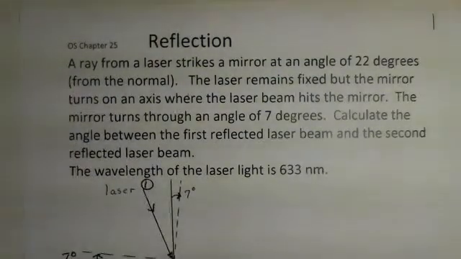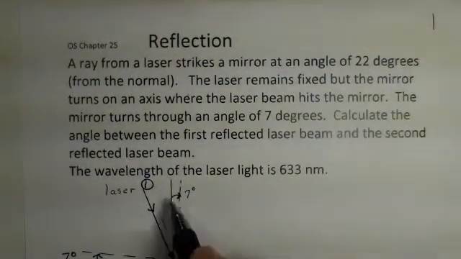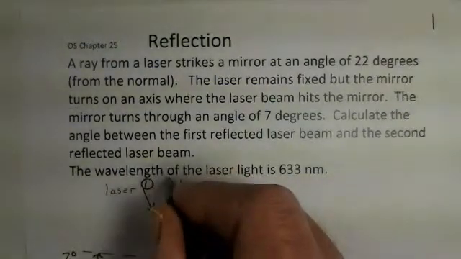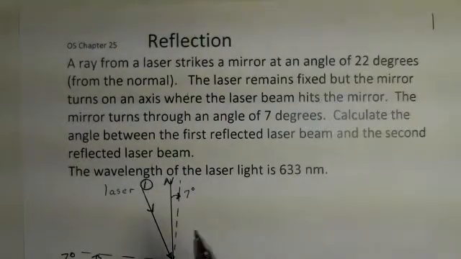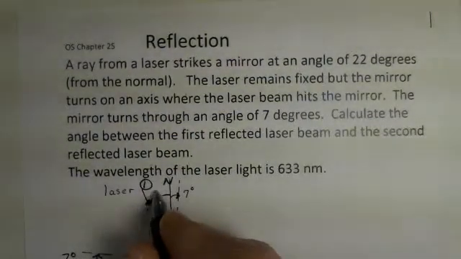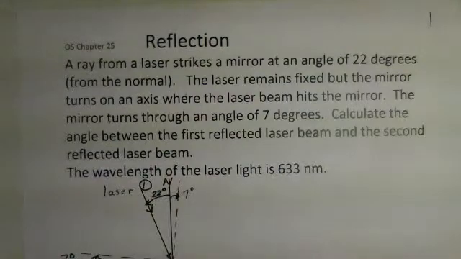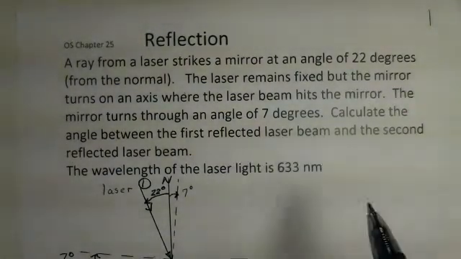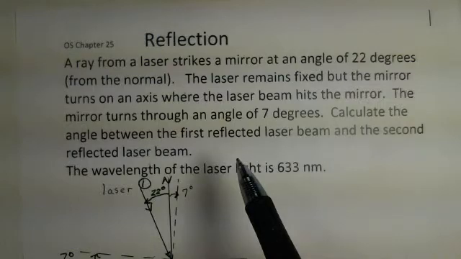As it encounters the mirror, I've already drawn in the normal that's perpendicular to the mirror, so this line is our normal, and we're told that the angle of the laser beam from the normal is 22 degrees. So I'm just going to sketch that in here. Again, 0 degrees starts at the normal, so 22 degrees away brings us to the incoming line. Let's read the rest of the problem. It's always good to read the whole problem before you start working it.